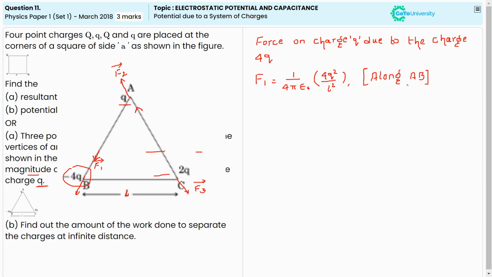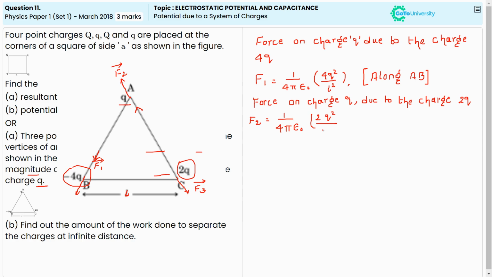Similarly, the force on charge Q due to the charge 2Q, that is F2, is equal to 1 upon 4 pi epsilon naught times 2Q square divided by L square. This is along CA.